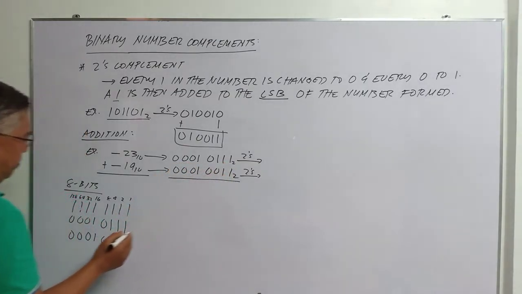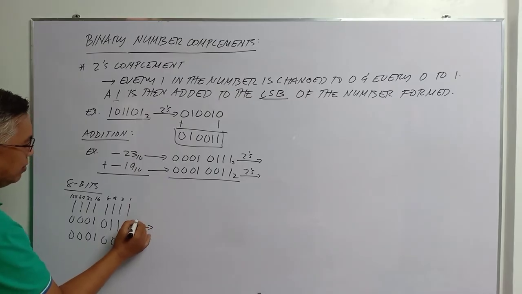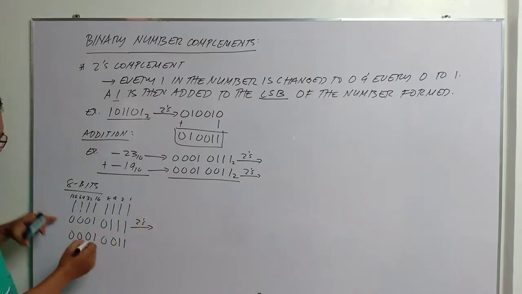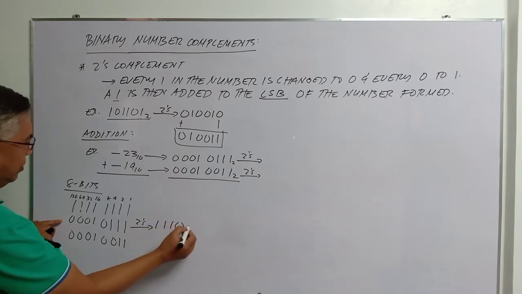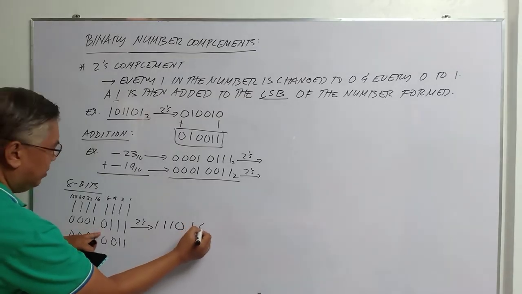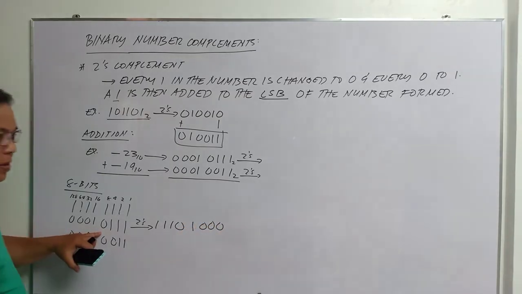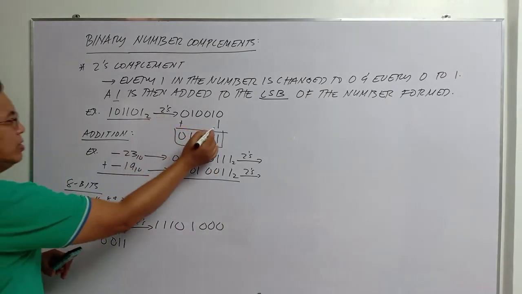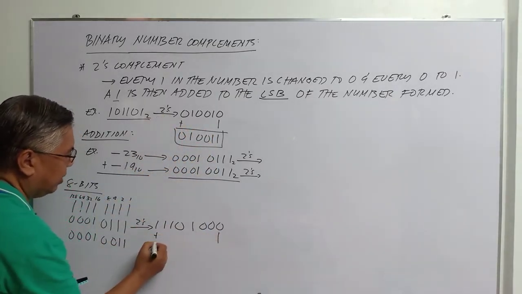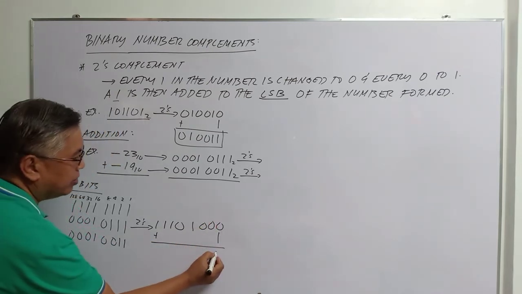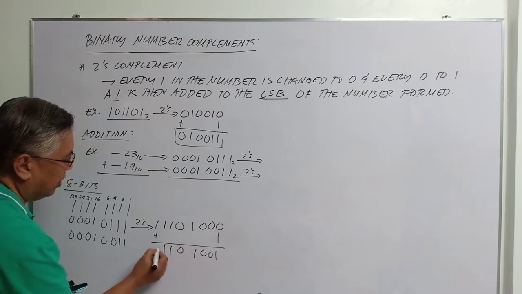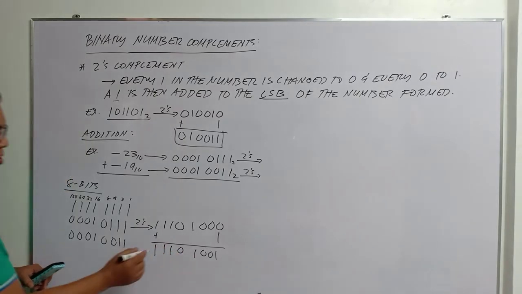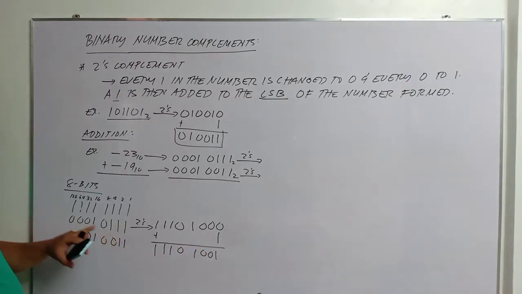So for this one here, what will be the 2's complement equivalent? So this becomes 1, 1, 1, 0, 1, 0, 0, 0. Right? Then it says a 1 is then added to the least significant bit of the number formed. So this becomes 1, 0, 0, 1, 0, 1, 1, 1. Okay, so this is now the 2's complement of this particular number, or 23.